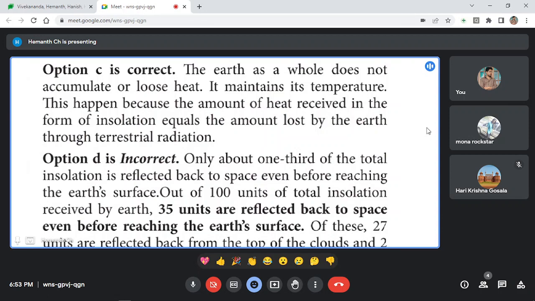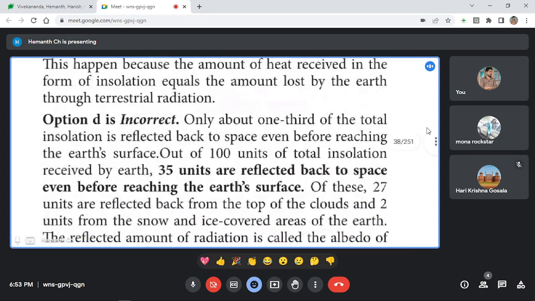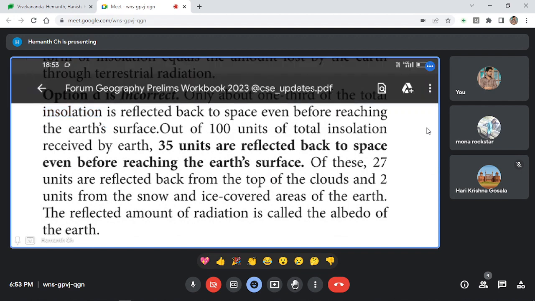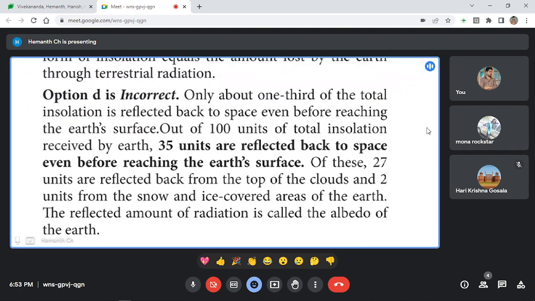Only about one third of the total insolation is reflected back to space even before reaching the Earth's surface. Out of 100 units of insolation received by the Earth, 35 are reflected back to space even before reaching the Earth's surface. Of these, 27 units are reflected from the top of the clouds, and 2 from snow and ice covered areas of the Earth. The reflected amount of radiation is called the albedo of the Earth. Next.